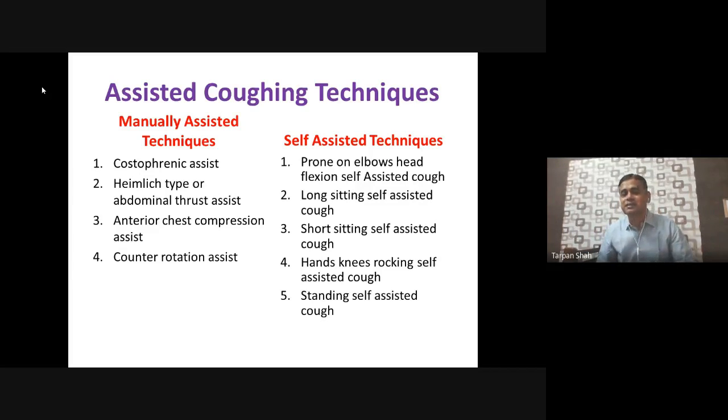Now we have some self-assisted techniques as well. Now this you can try with different patient groups. It's not only for the cardiopulmonary physiotherapy patient. Just suppose a paraplegic patient, you can even try implementing long sitting self-assisted cough. Then like this we have prone on elbow, head flexion self-assisted cough, long sitting self-assisted cough, short sitting self-assisted cough, hands on knee rocking self-assisted cough, and standing self-assisted cough. These techniques are really very good and very result oriented when we treat patients with cardiopulmonary disease and dysfunction.